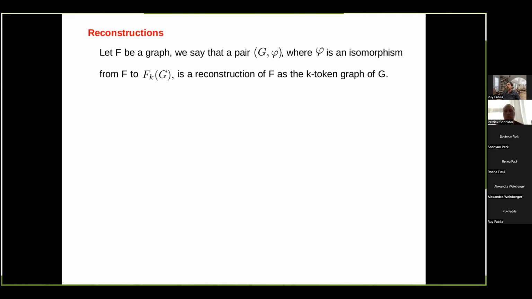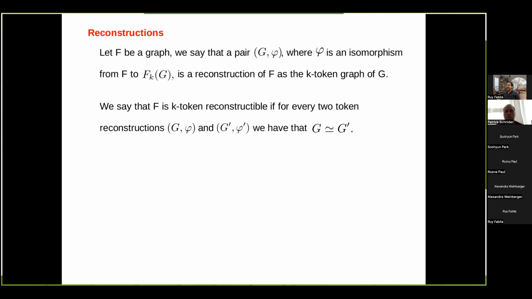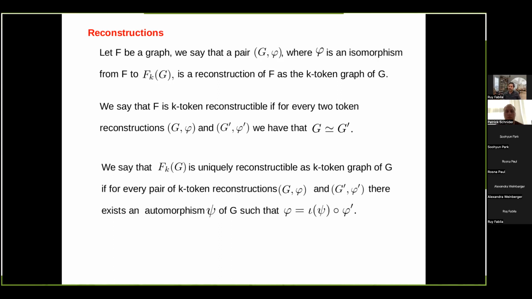Okay, so we say that F is k-token reconstructible if for every two k-token reconstructions G and G prime, the underlying graphs are isomorphic. So if you reconstruct it as the k-token graph of G and as the k-token graph of G prime, then you have to have essentially the same graph. That means it's uniquely determined, that it's k-token reconstructible. But then we thought about the following. Suppose that I reconstruct the graph and then you also reconstruct the graph as a k-token graph, but our reconstructions are not the same.